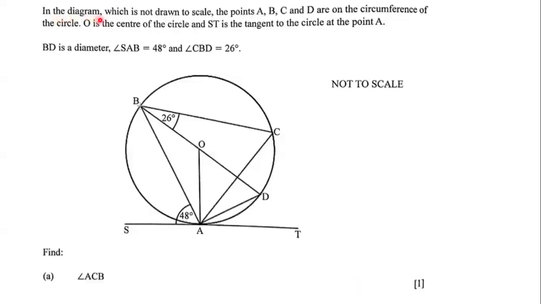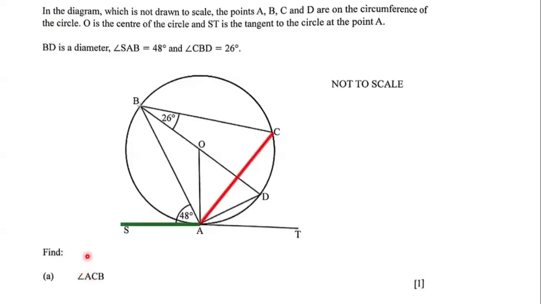In the diagram, which is not drawn to scale, the points A, B, C, and D are on the circumference of the circle. O is the center of the circle, and ST is the tangent to the circle at the point A. BD is the diameter. The angle SAB is equal to 48 degrees, and the angle CBD is equal to 26 degrees. And here we have the diagram. Here, our goal is to find the angle ACB.